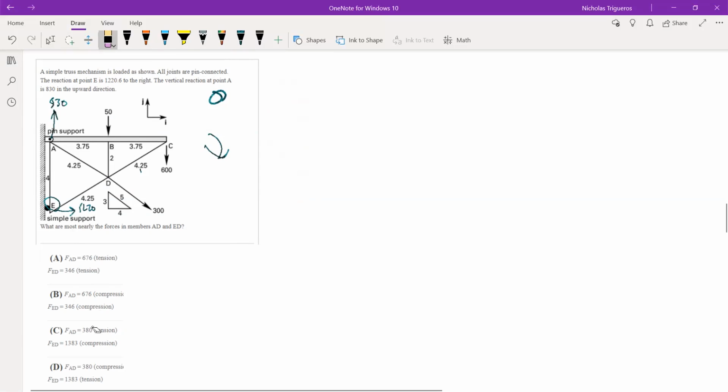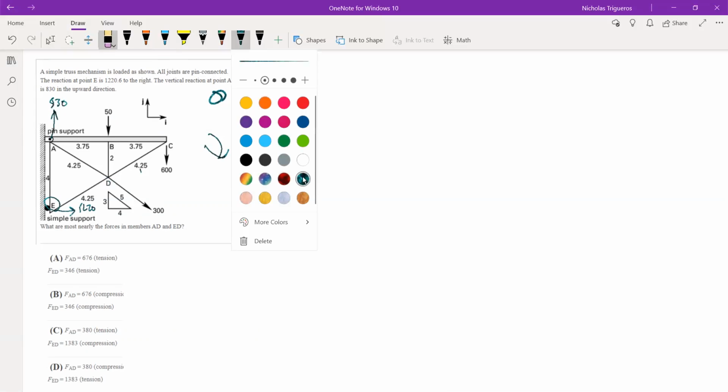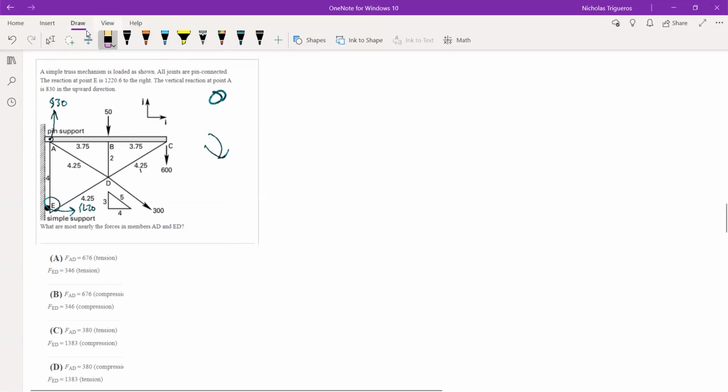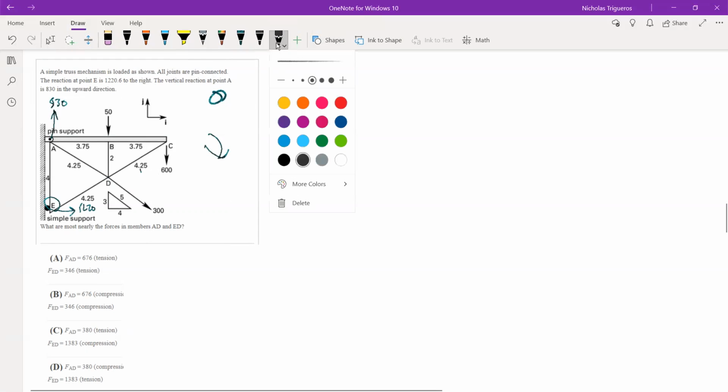Right. And look at the answer choices. Okay, so we can rule out two of them. We know it's going to be either A or C because of tension and compression. Actually, no, it can only be tension. Yeah, it can only be answer choice C. I didn't see that A was tension. I thought it was also tension compression.